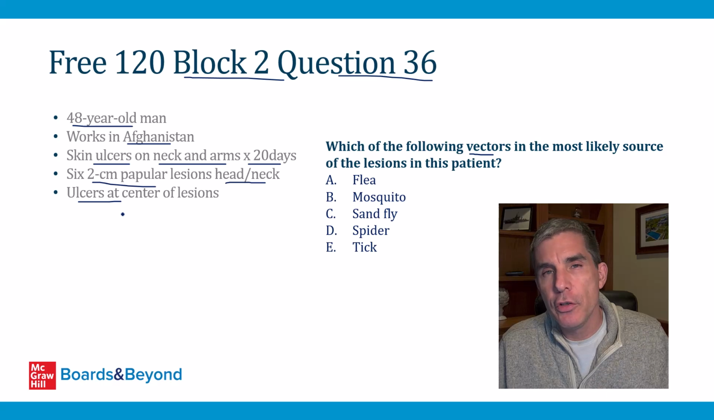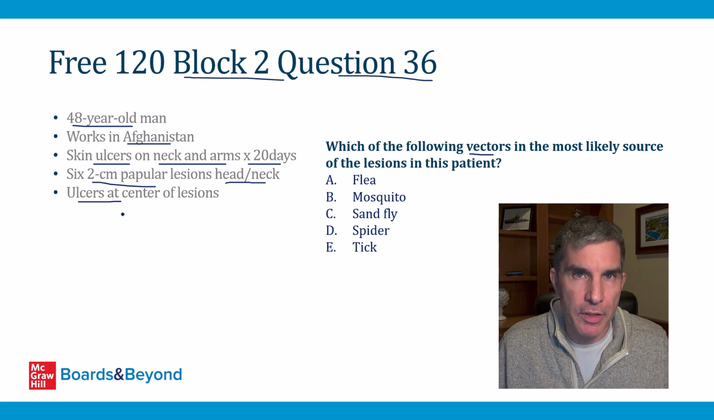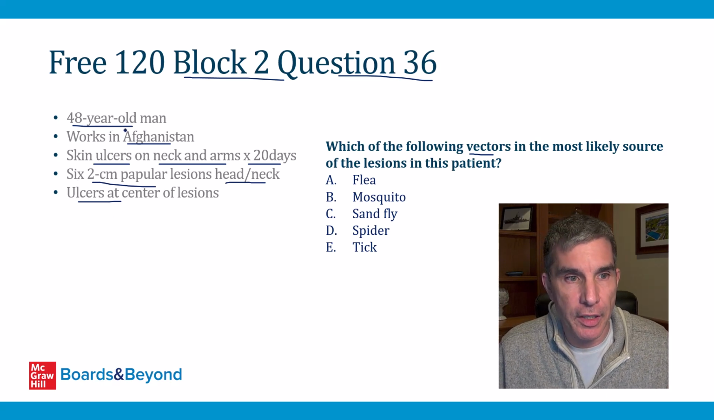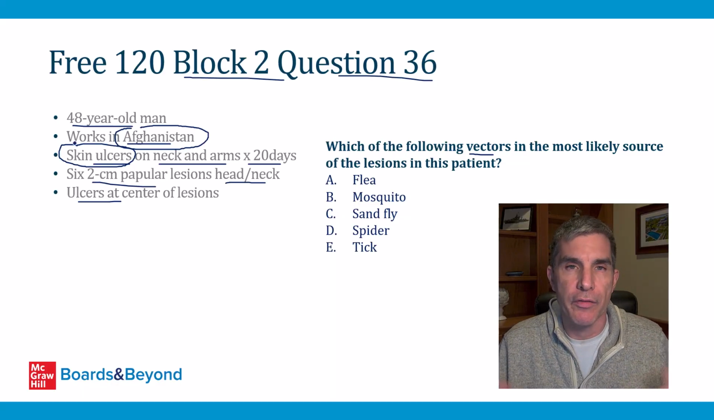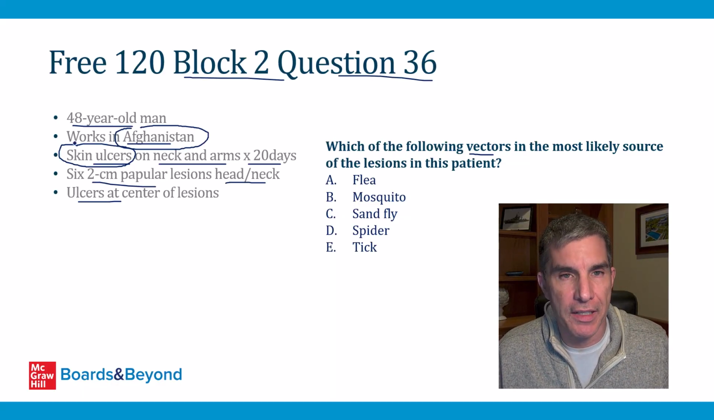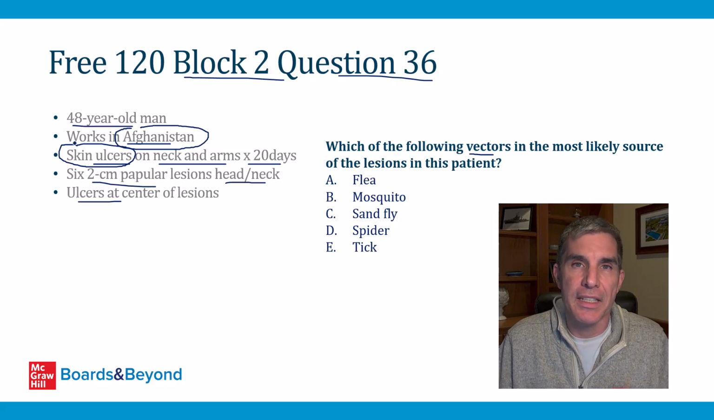Okay guys, so there are only 2 pieces of information you have to glean from this question stem in order to answer it correctly. The first is that this man has been in Afghanistan, a country in the Middle East. And the second thing is that he has skin ulcers on his body. Anytime you see these 2 things together in a question stem, you have to immediately think of cutaneous leishmaniasis. That is a protozoal infection. It's endemic to the Middle East.